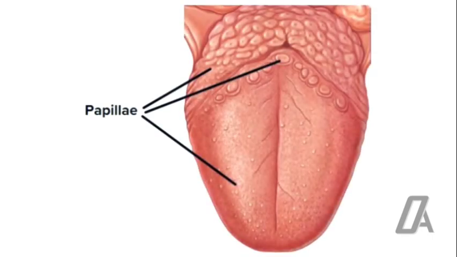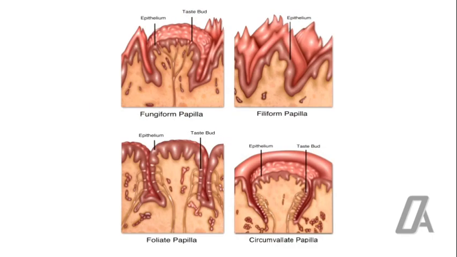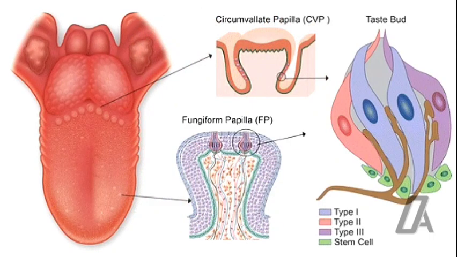The tongue surface is covered in small projections called papillae. There are 4 main types: filiform, fungiform, circumvallate, and foliate. Fungiform papillae contain taste buds, crucial for taste. Development is influenced by maternal nutrition, medications, and toxins.